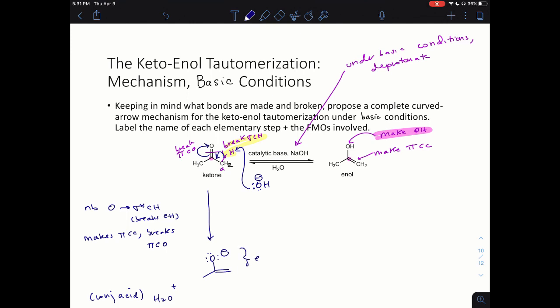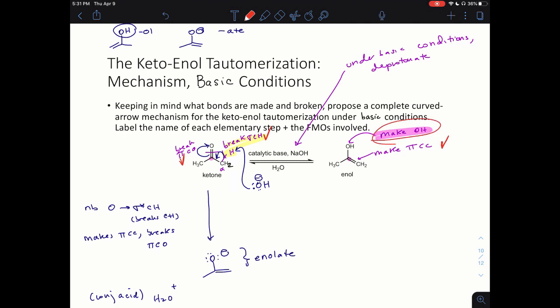Now the organic species is called an enolate. It looks a lot like an enol, but instead of the ol, we have a negative charge. And so we have that ate ending at the end of the name, enolate. So we've really done most of what we needed to do. We broke the CH bond, we made the pi CC, and we broke the pi CO, and now really all there is to do is to make the OH bond.